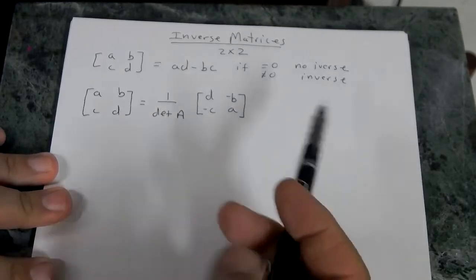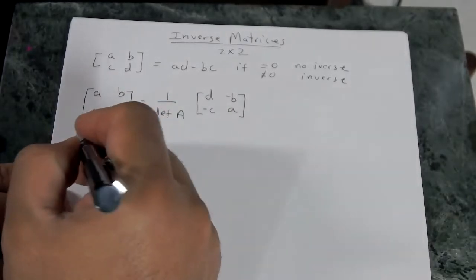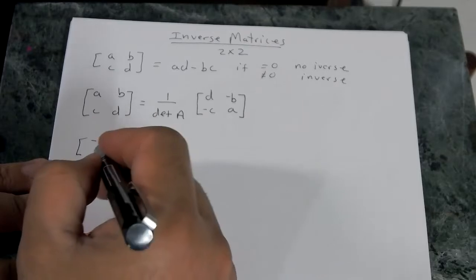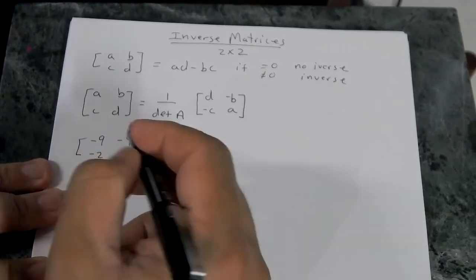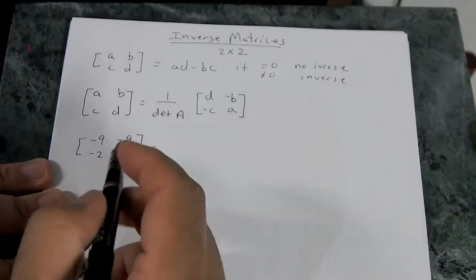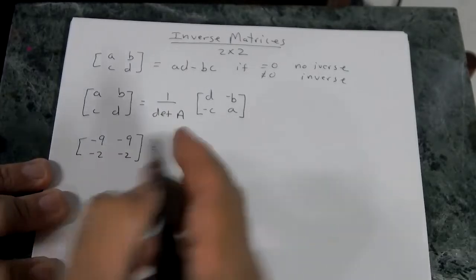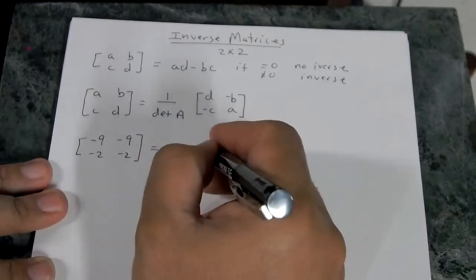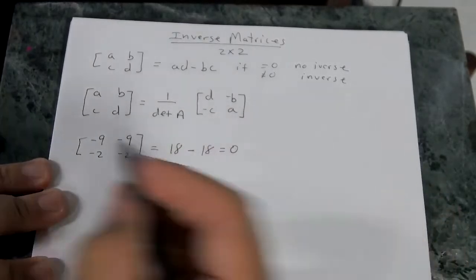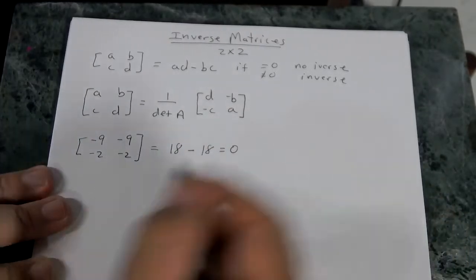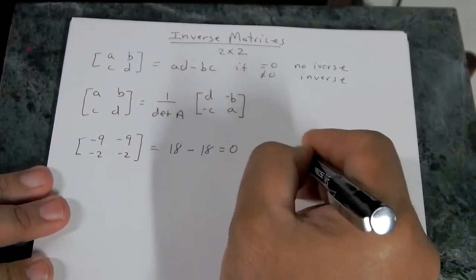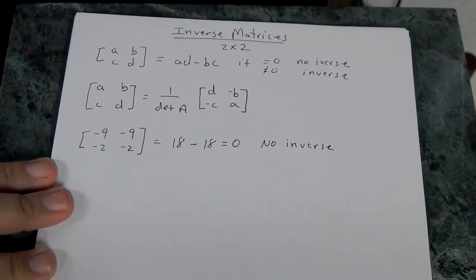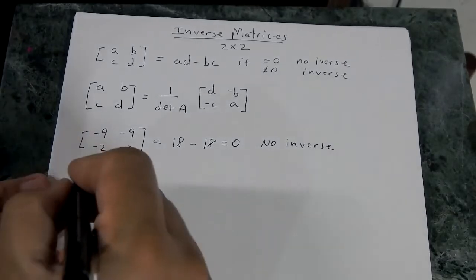All right, so for instance, find the inverse of -9, -9, -2, -2. First, I have to check if it does have an inverse, so I'm going to check the determinant. -9 times -2 is 18, minus -9 times -2 is 18. So this particular one does not have an inverse. Can't be done.